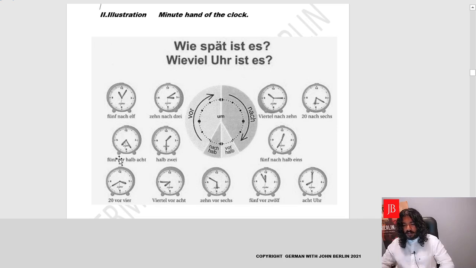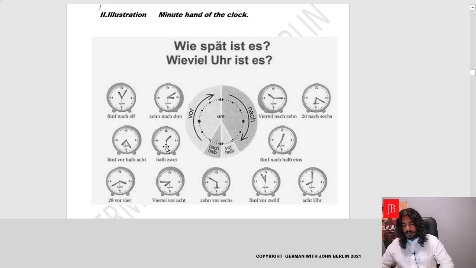Perfect. Now we'll skip this one and talk about this clock right here. It says halb 2, half 2. What is the meaning of half 2? Is it 2:30? Let's have a look. The clock shows 1:30. That means the meaning of halb 2 is basically half 2. And what is half 2?